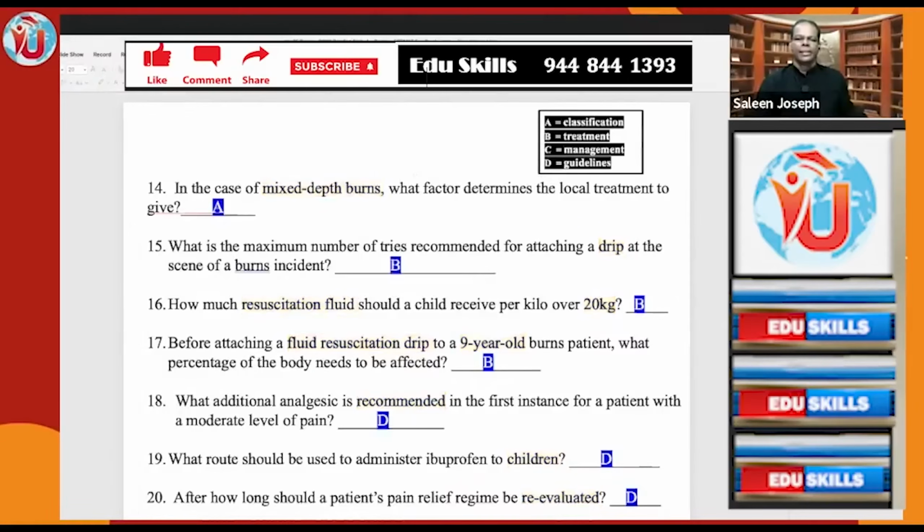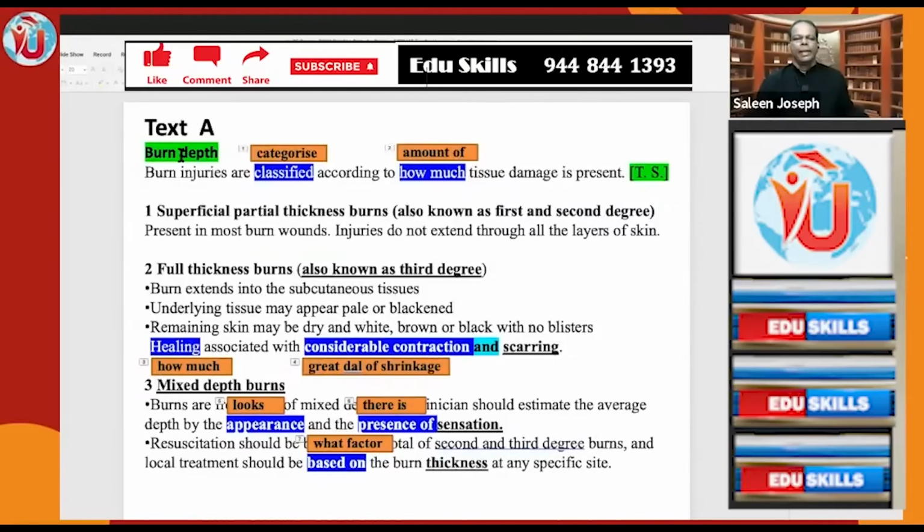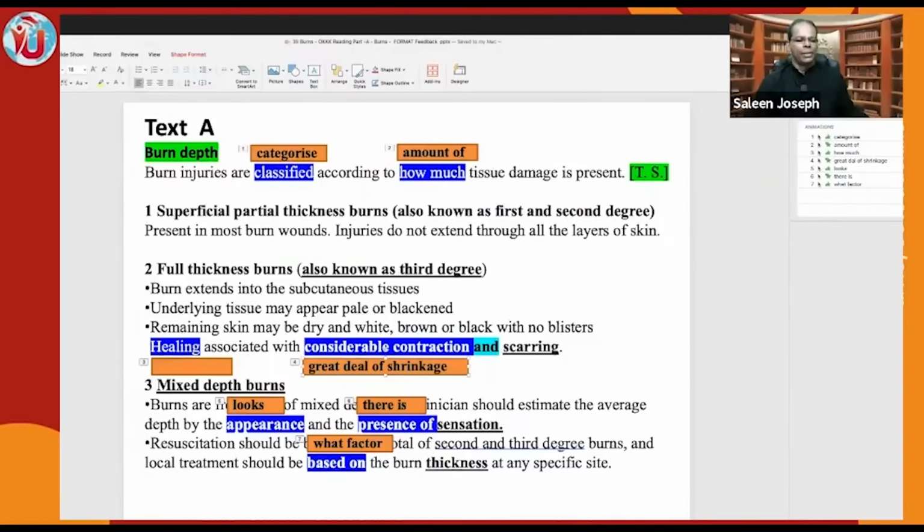Cool. Let's check. Okay, 14. Mixed depth burns. A. Identify the answers in the text. Now you see, they use synonyms. Here it is classified, but one of the questions says categorize. How much? Amount of. And considerable contraction, get rid of shrinkage. Contraction, shrinkage. Synonymous. Appearance, looks. Presence of, there is. What factor? Based on. These are the words used in the question.